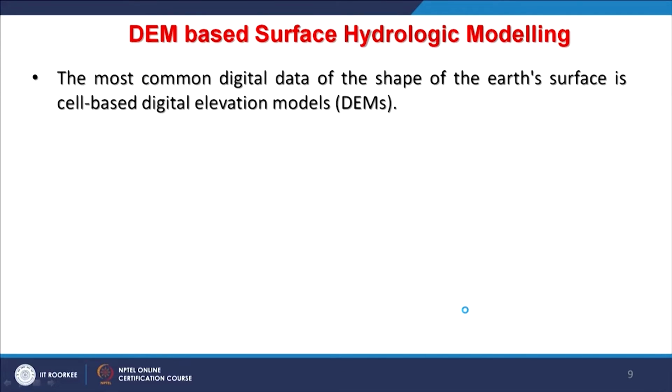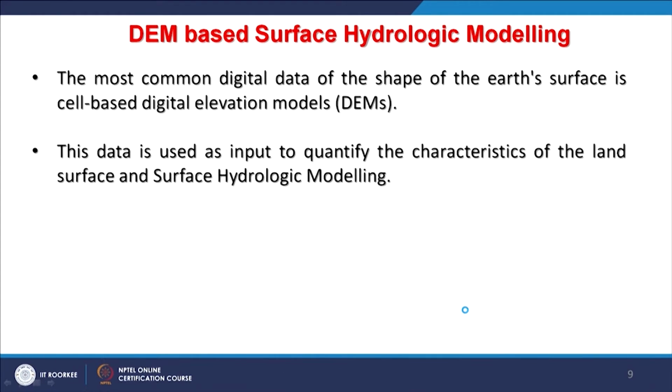Now as you know, the most common input is going to be a digital elevation model, and we have already developed the understanding. This data is used as input to quantify the characteristics of the land surface and how water will flow, and that can be modeled through surface hydrologic modeling.